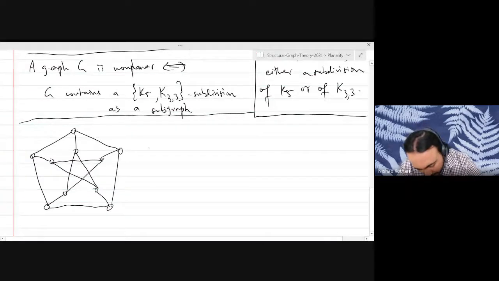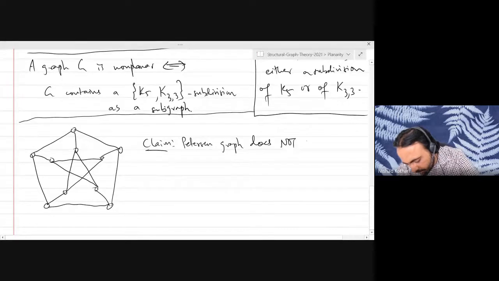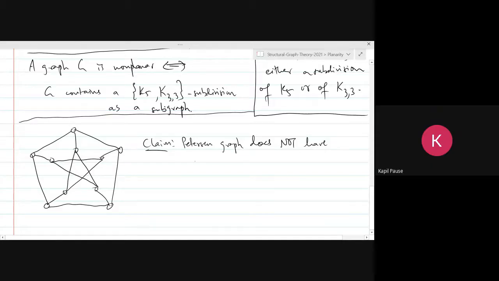Claim: the Petersen graph cannot contain a subdivision of K5. Then it would contain a triangle. That is not true because it's a subdivision. So the triangle could become a cycle of length greater than 3. Oh, okay, I see. Sir, I think the argument will be that the Petersen graph cannot contain a subdivision of K5, right? We have to prove it.